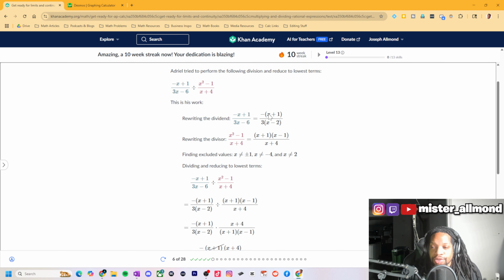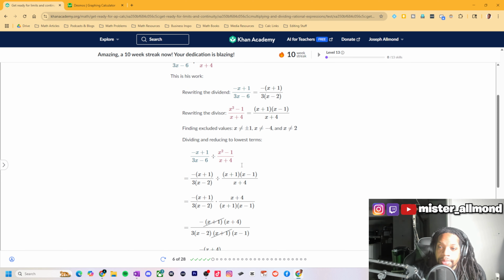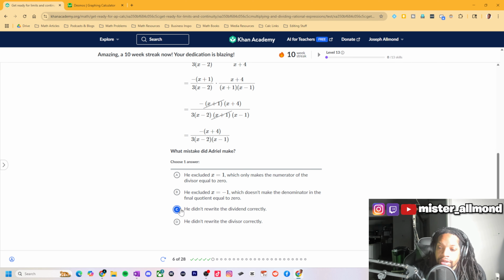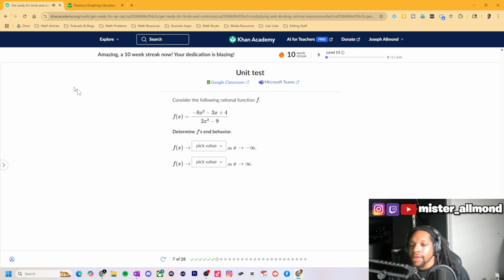this is why I always tell my students to check their work whenever they factor. So if I distributed that negative sign, it would give me a negative x, but then that would give me a minus 1, whereas we want a negative x plus 1. So what mistake is this? Yeah. The mistake is something about the dividend is wrong. Okay, bet. All right. Next question.